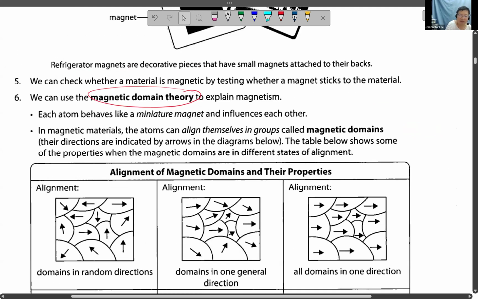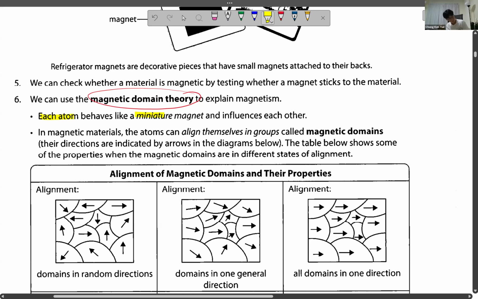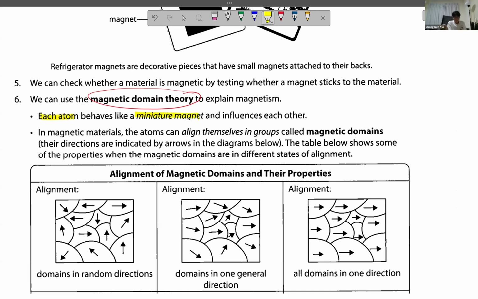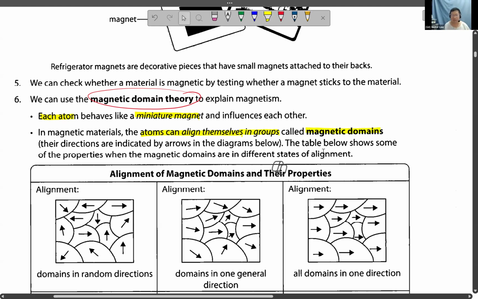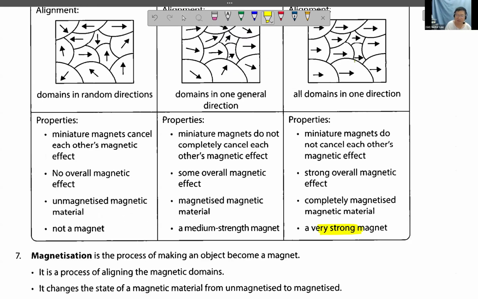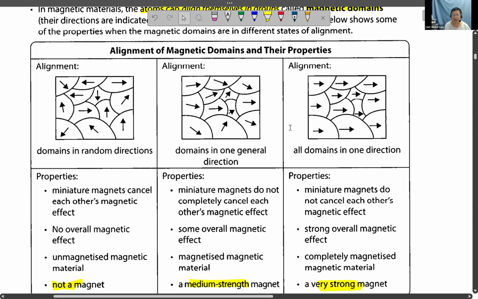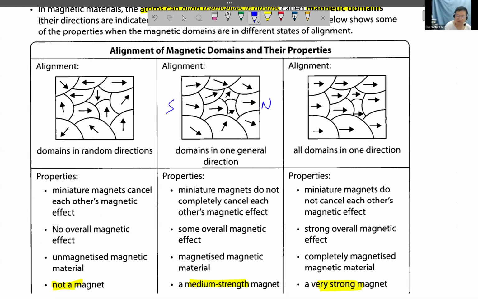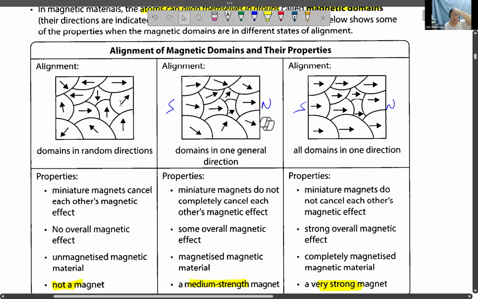Each atom behaves like a miniature magnet, and they can spin. The atoms can align themselves into groups called magnetic domains. When the domains are all aligned, they become magnetic. So this is magnetic, this is also magnetic. This is a very strong magnet, this is a medium strength, and this is not a magnet. Why? Because in the magnet the alignments are generally in the same direction, so I have a north here and a south here. This one is in a mess. There is no north and south, so it's not a magnet.